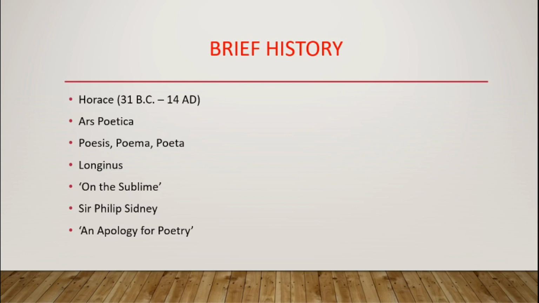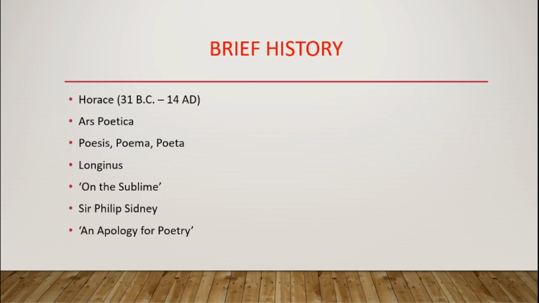Let's move to another critic, Longinus. Longinus was a contemporary of Horace, and he wrote one essay, On the Sublime. In this essay, Longinus said that an artist should put the sublime in his literary work of art. So what is sublime? Sublime means to raise on high, or to exalt, or to heighten, or to improve, or to purify.